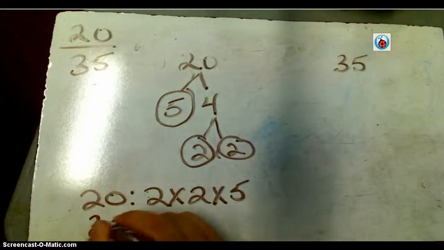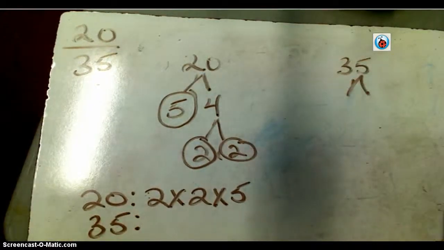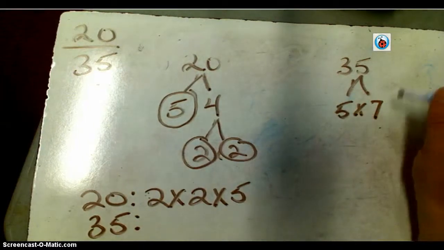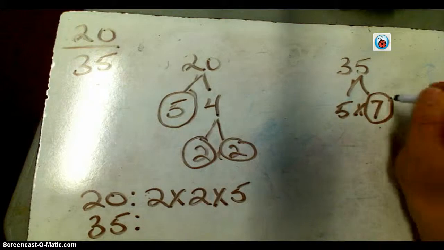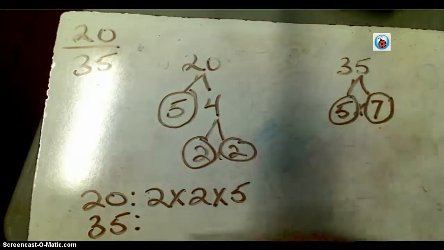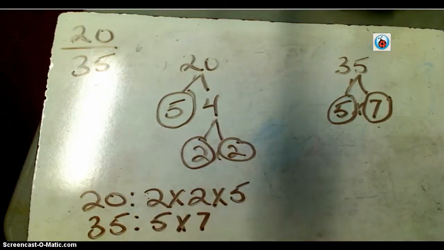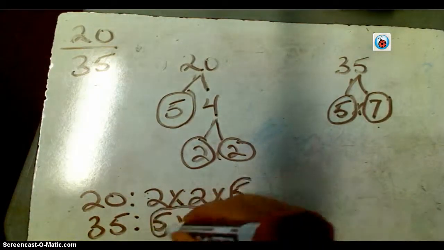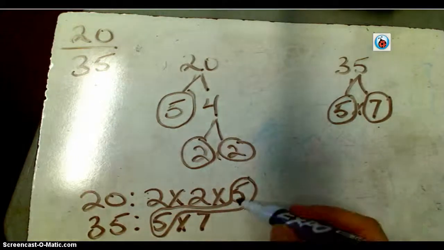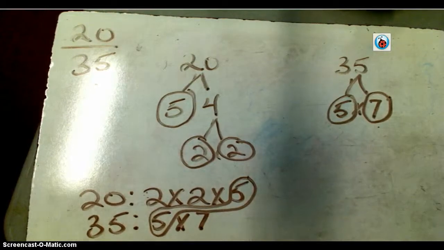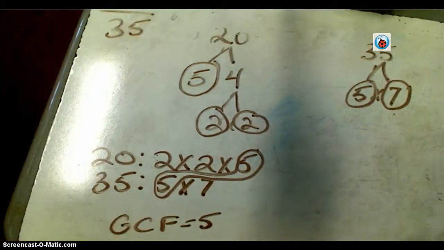Okay? We still have to do 35 though. 35 is? 7 times 5. Okay. Is 7 prime or composite? Prime. It can only be multiplied by 1 and itself. What about 5? Prime. Okay, that was pretty easy. Do I have any factors in common between 20 and 35? 5. Okay? That is my only factor in common. So my common factor is 5. If I only have one factor, what is the greatest common factor going to be? 5. So I could say it's the greatest common factor.